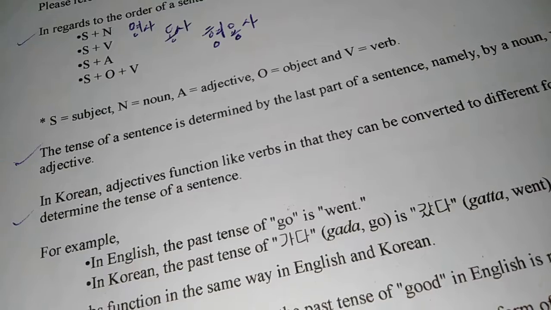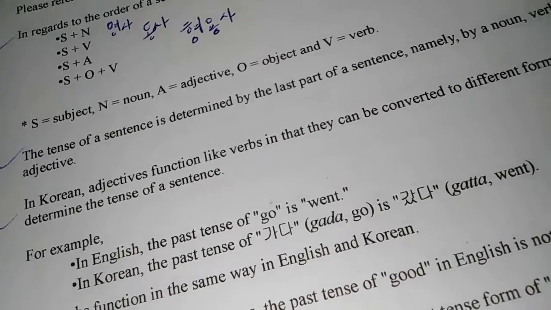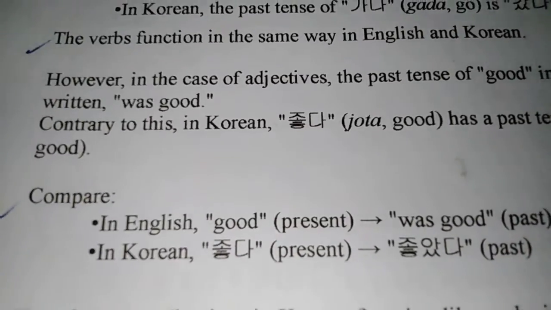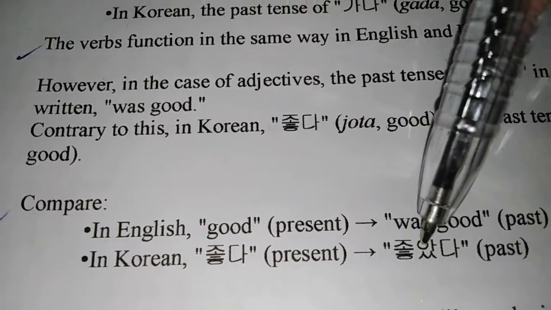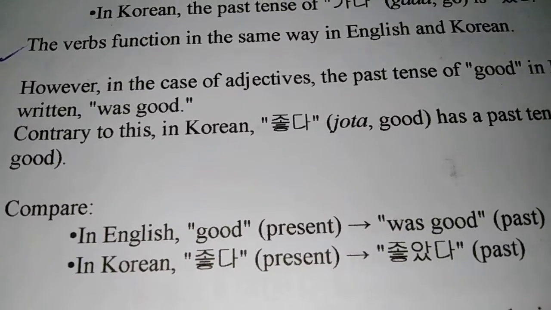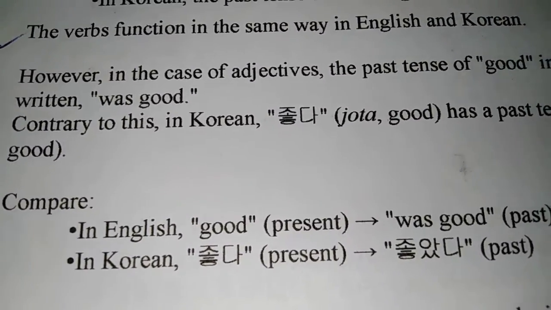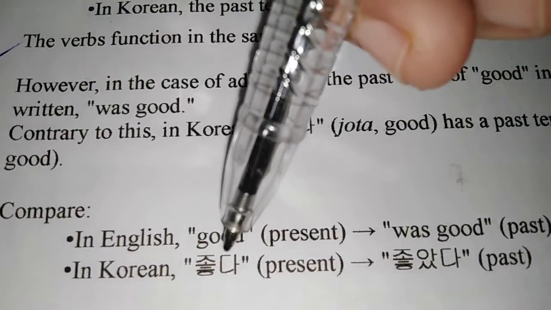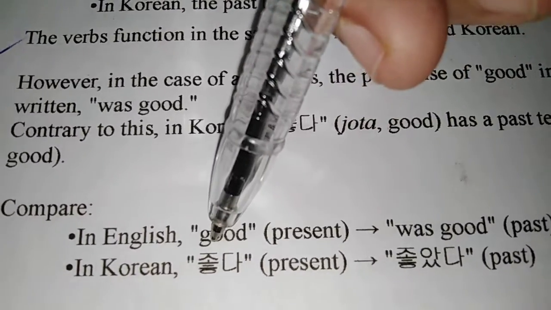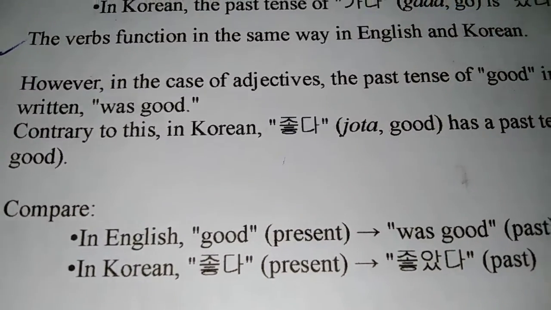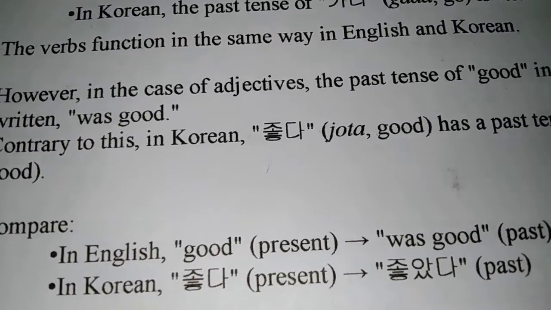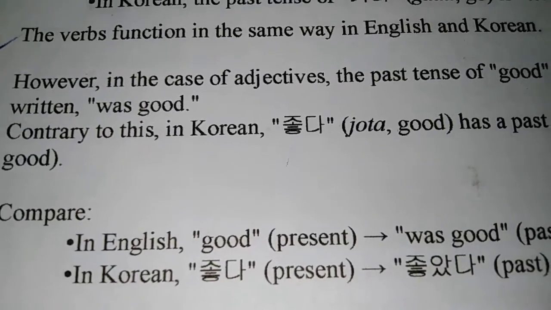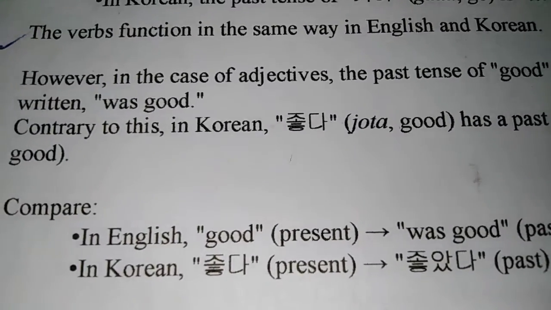But adjectives do not function in Korean like they do in English. In English, suppose we are taking good. Good becomes was good. So we are adding something to good to make it from present to past. But in Korean, for good, we say 좋다. 좋다 is the present here. Present is 현재 시제. 현재 means present, 시제 means tense. So 현재 시제 is present and 과거 시제 is past.